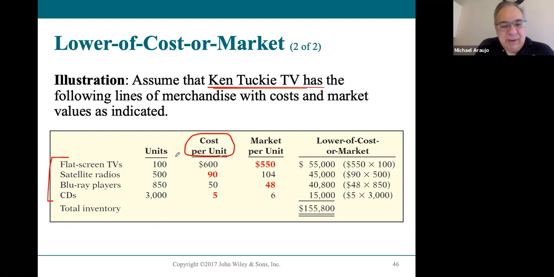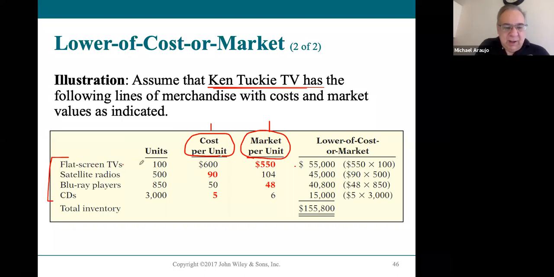But since the time that they purchased these units, the actual replacement cost, or what they call the market, has shifted downward to $550. And so when you look at being conservative with your value of the inventory for flat screen TVs, you pick the lower of cost or market. That's how the system works. As you see, the lower is the $550, which is why it's in red. So the value of the TVs should be recorded at the lower of those two. $55,000 is the value of the inventory of those televisions.